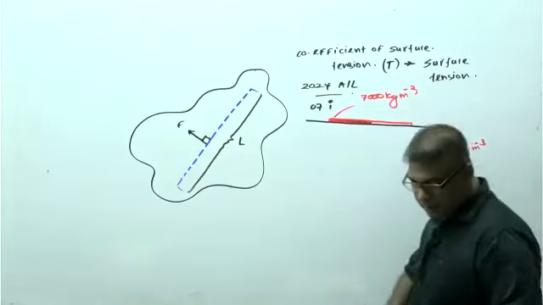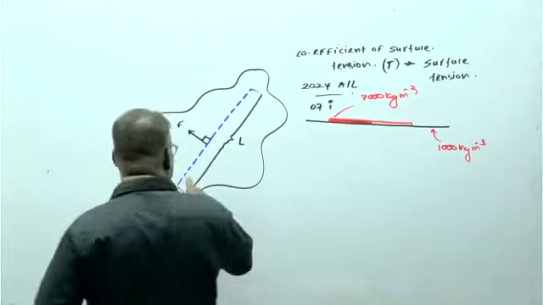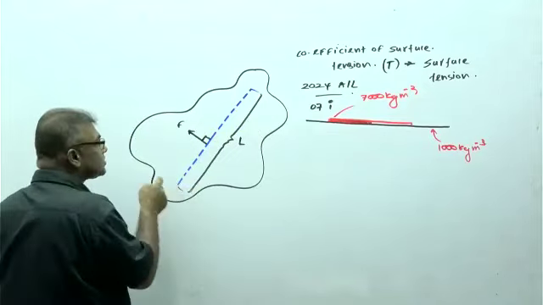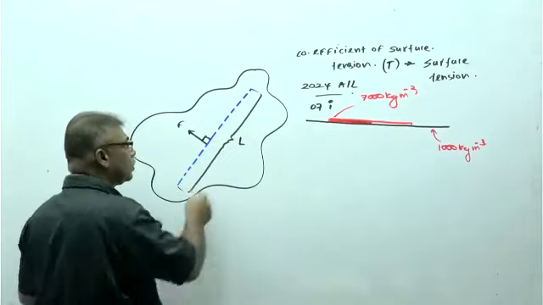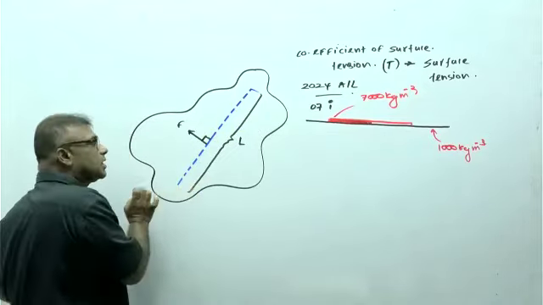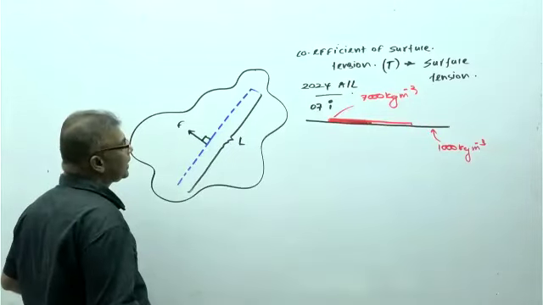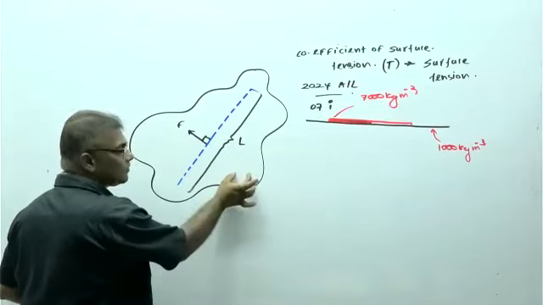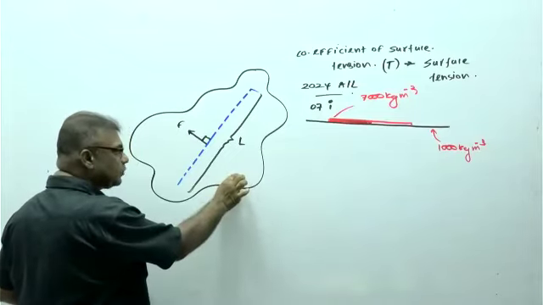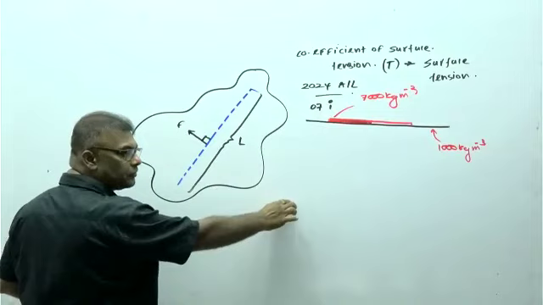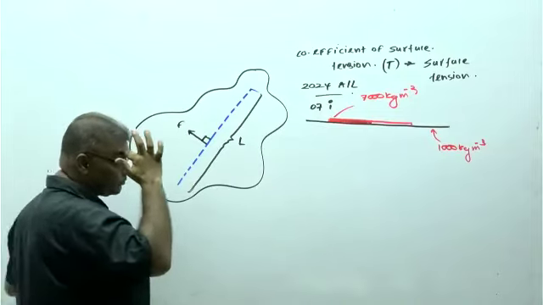Right. Broken line, assumption line. This assumption line. Here, liquid surface, right? This is the liquid surface, top view.